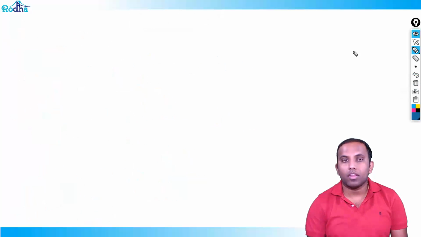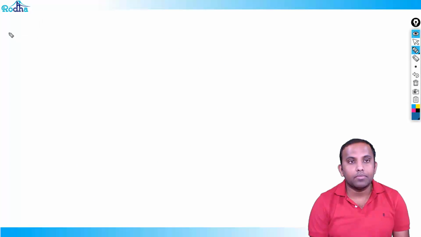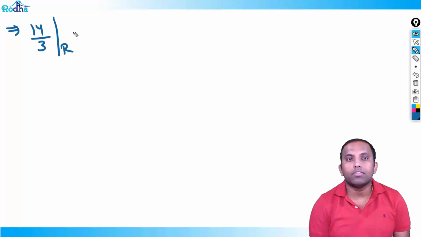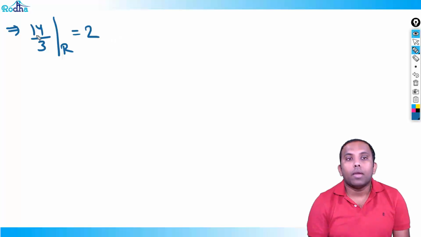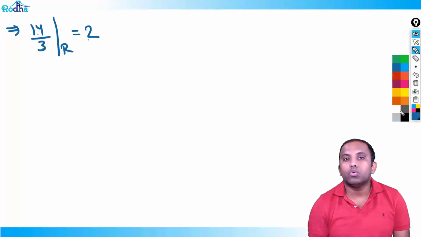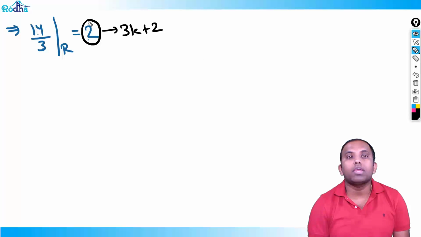Suppose I write 14 by 3 remainder. I know the answer is 2: 3 fours are 12, remainder is 2. But what is the form of the number? A number when divided by 3 has remainder 2. That means this number is of the form 3k plus 2. So the form of the number or remainder is 3k plus 2.